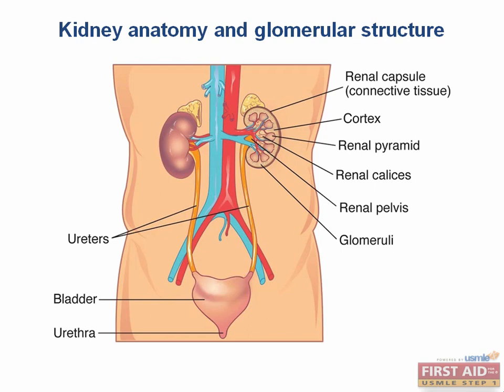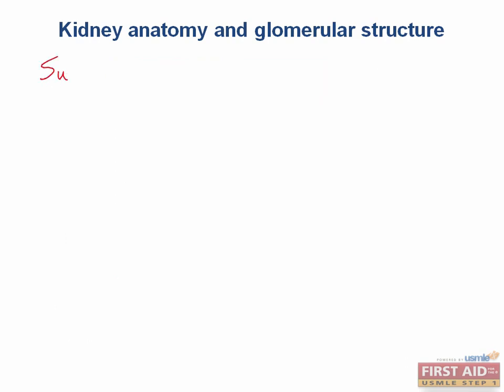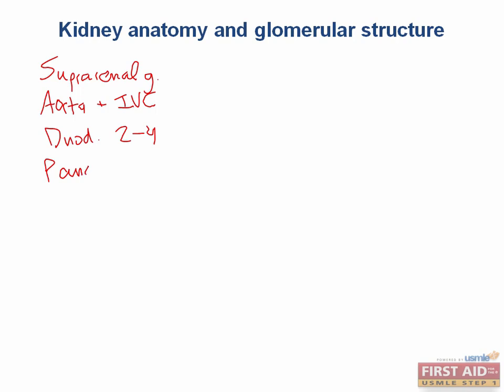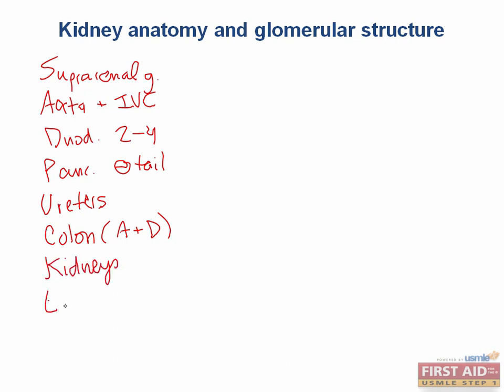Let's quickly run through that together. The S stands for the suprarenal glands. The A is for the aorta and IVC, or inferior vena cava. The D is for the duodenum, specifically the second through the fourth parts of the duodenum. The P is for the pancreas, except the tail. The U is for the ureters. The C is for the colon, specifically the ascending and descending colon. The K is for the kidneys. The E is for the lower two-thirds of the esophagus. And the R is for the rectum.